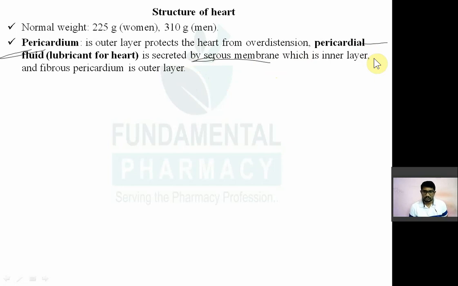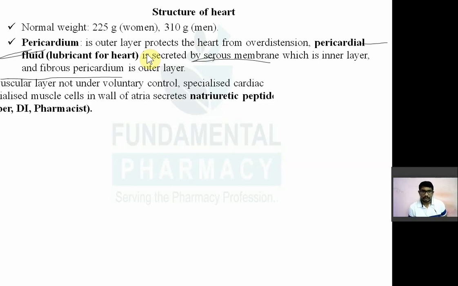It is secreted by the serous membrane, which is the inner layer of the pericardium, and the outer layer of the pericardium is nothing but the fibrous pericardium. So the outermost layer of the heart is the pericardium. It is again made up of two layers: outer fibrous pericardium and inner serous pericardium. In between these two layers there is a tiny gap, and in that gap there is pericardial fluid secreted by the serous membrane of the pericardium.